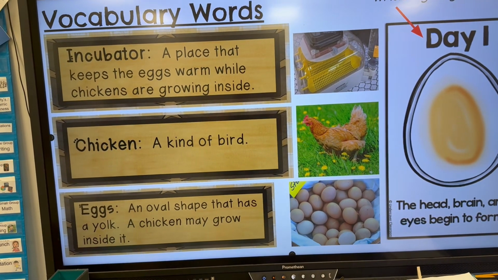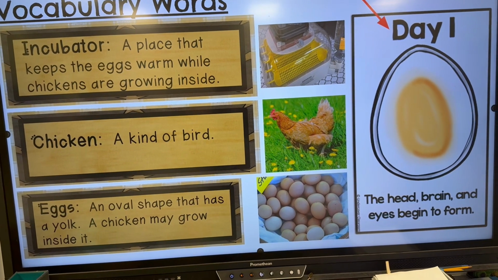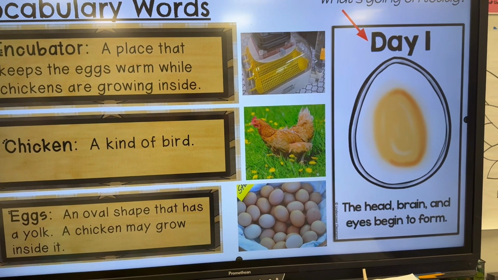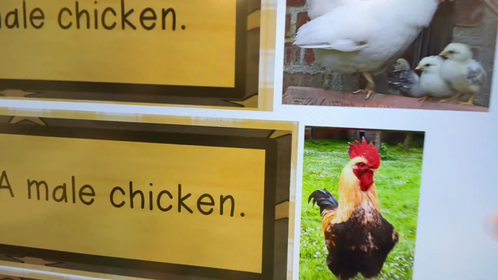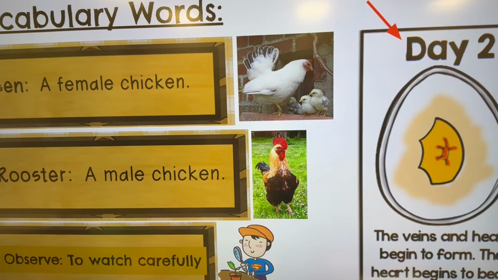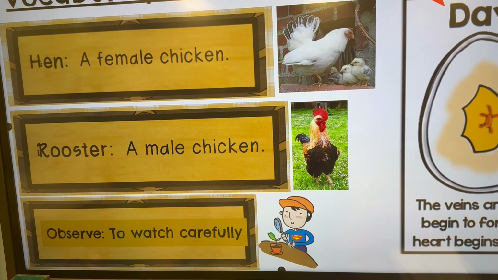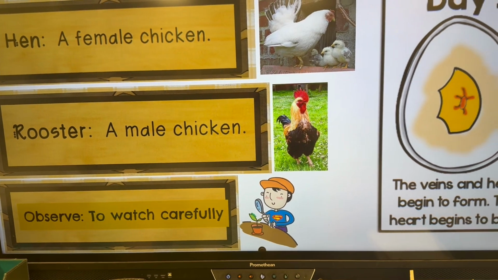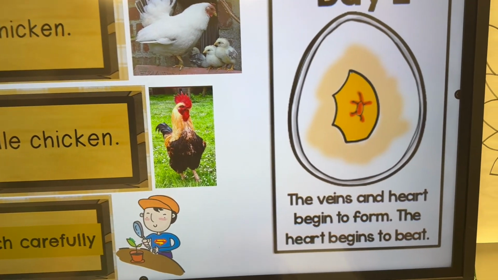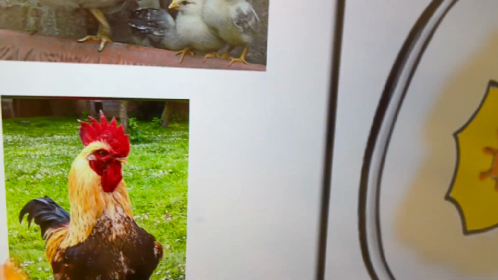Our first vocabulary words were incubator, chicken, eggs, and on day 1, the head, brain, and eyes began to form. On day 2, we had the vocabulary words hen and rooster. We learned the difference between a male and a female chicken. And we had our first verb, which was to observe, or to watch carefully. On day 2, the veins and heart began to form, and the heart began to beat.